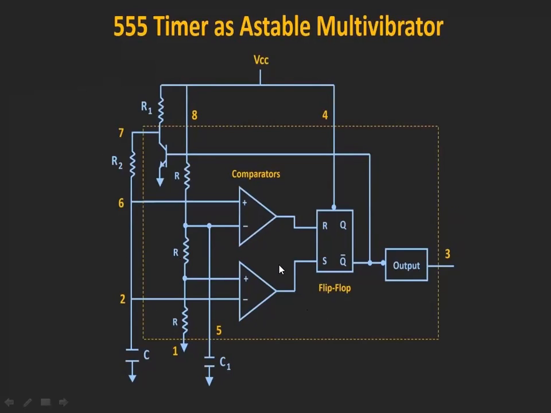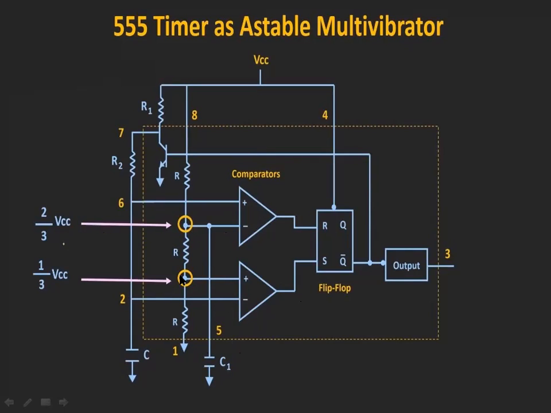First, as we have discussed, these two are comparators. They have threshold voltage levels: at this point we have 2 by 3 VCC, and at this point we have 1 by 3 VCC. These two are comparators, one is an inverting comparator and the other is a non-inverting comparator. Coming to the comparator operation, the external pin we are giving is the inverting pin.